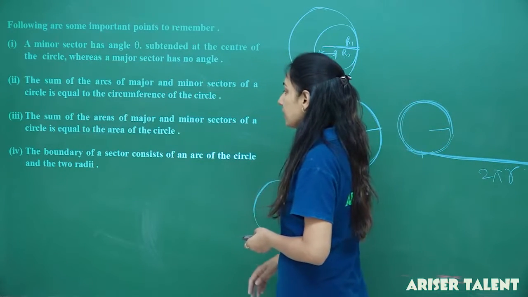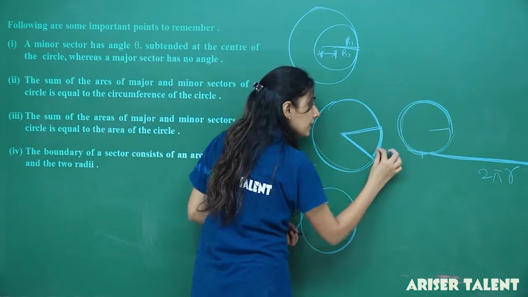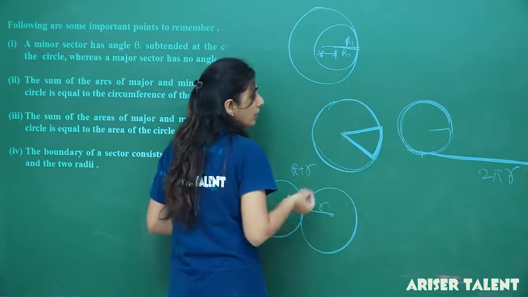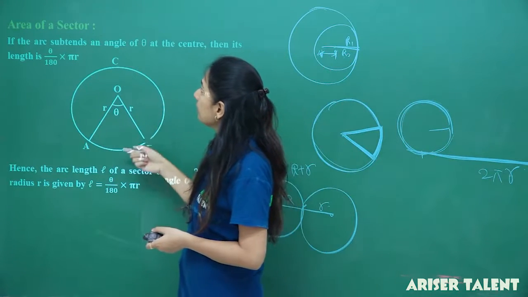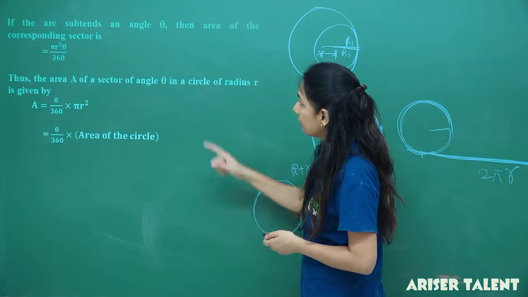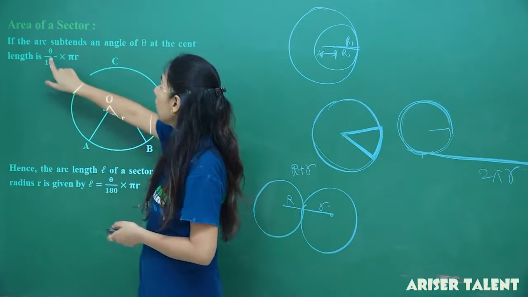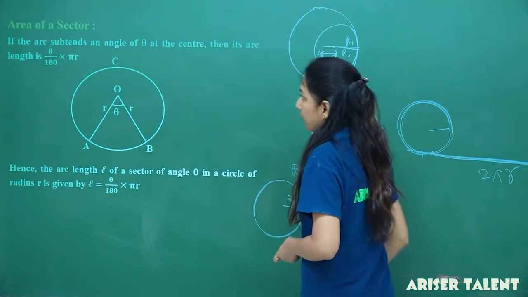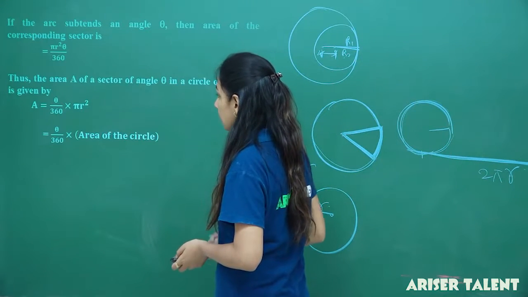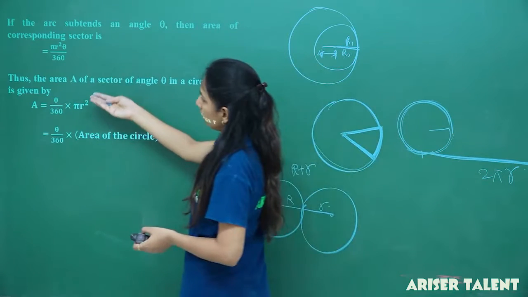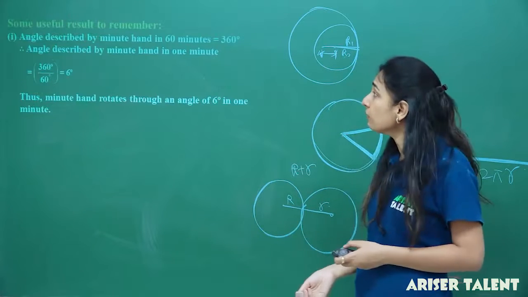Now the boundary of a sector consists of an arc. If it is a sector, then the boundary will have this arc plus these two radii. Okay students, the area of the sector is pi r square theta by 360, and the length of this arc equals pi by 180 multiplied by r theta, and we denote it by small l. Then we can also say that theta by 360 multiplied by the area of the circle is nothing but the area of the sector.